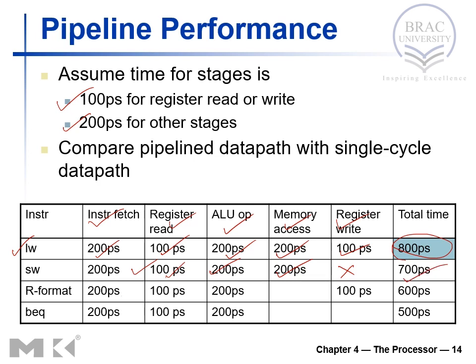R format is 200, 100, 200, and the instructions do not have any memory operation, so we do not need this. So it will be 600. And BEQ is 200, 100, 200, and it has none of the rest, so it requires 500 picoseconds. We can see here that load takes the longest amount of time. We already have discussed it in the previous slides.